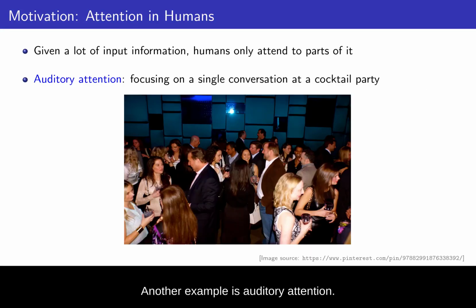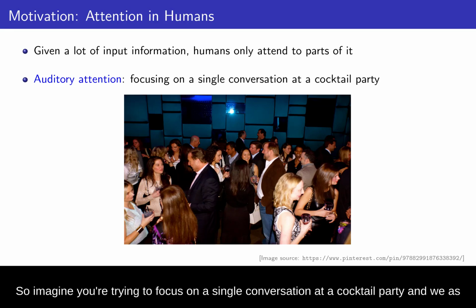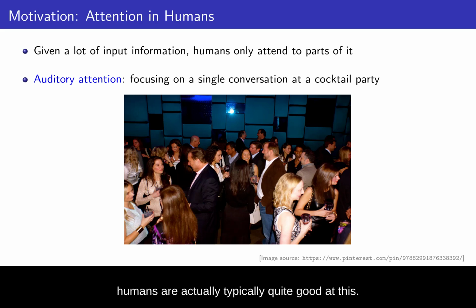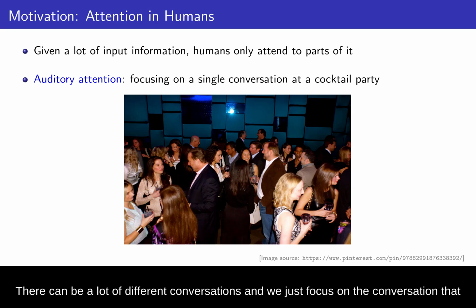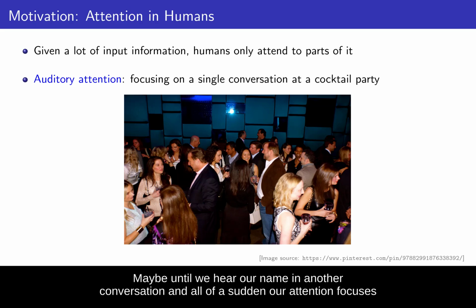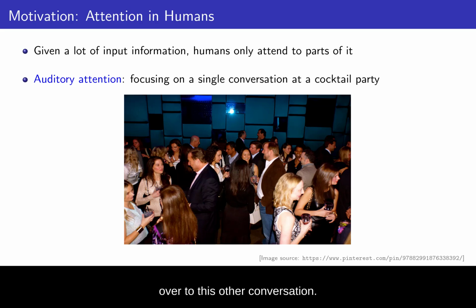Another example is auditory attention. So imagine you're trying to focus on a single conversation at a cocktail party. And we as humans are actually typically quite good at this. There can be a lot of different conversations, and we just focus on the conversation that we're in. Maybe until we hear our name in another conversation, and all of a sudden our attention shifts over to this other conversation.